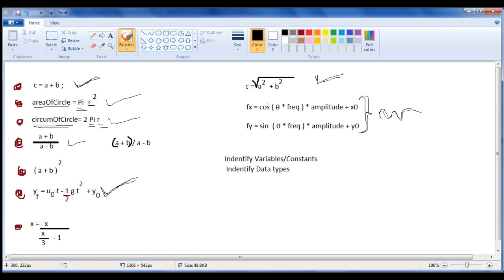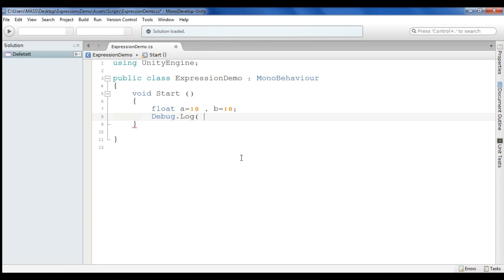We have to evaluate the numerator first, and we have to evaluate the denominator first. Then we have to divide the one result by the other. So if I have to write this expression, let's do the code over here. We will put a bracket, a plus b, bracket close, divided by a minus b. This is how you are going to write the code. So the result will be 10 plus 10 is 20 and 10 minus 10 will be 0. Can you see that?